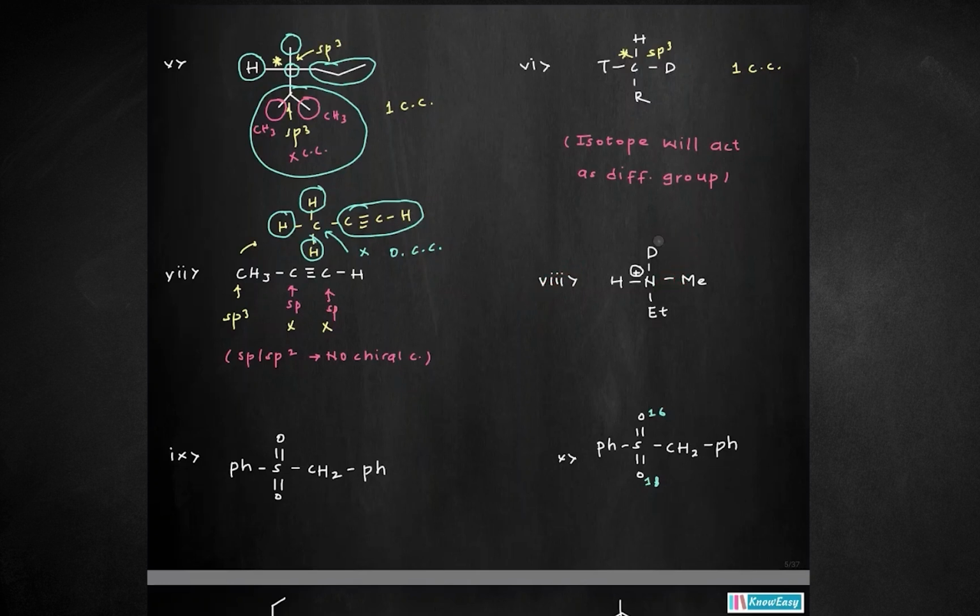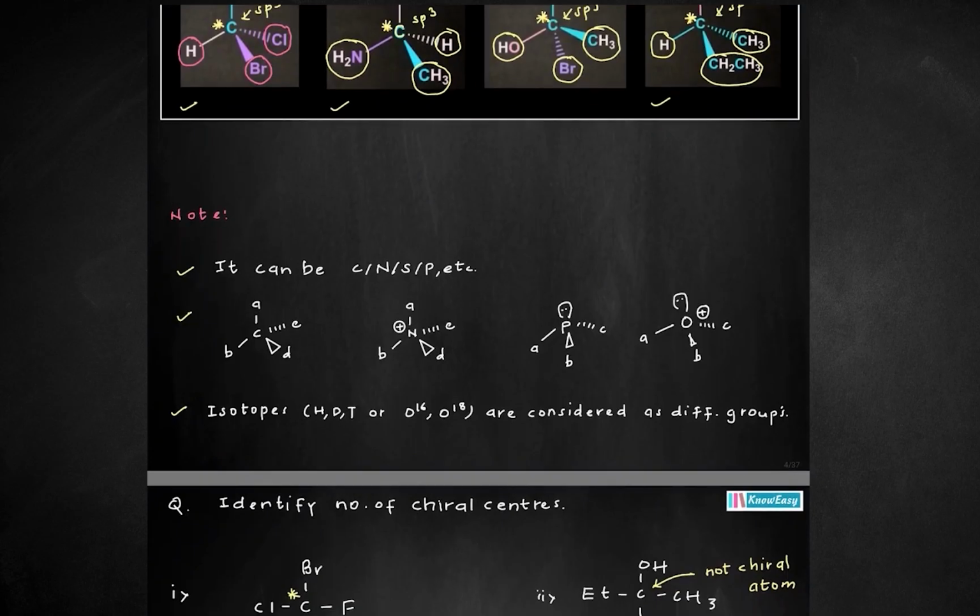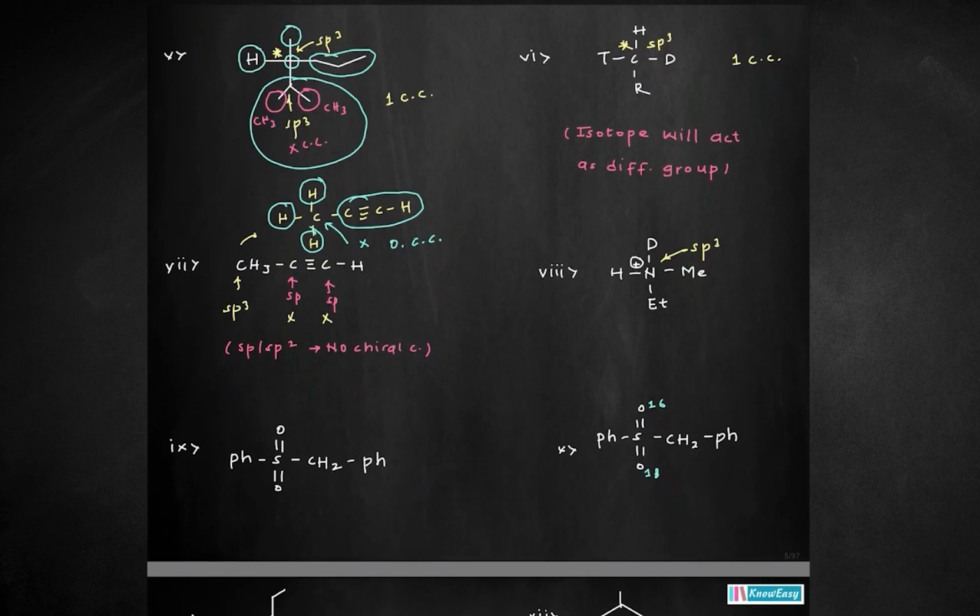This is the nitrogen, with deuterium, hydrogen, methyl and ethyl. So yes, this is sp3 hybridization, and I told you this condition already. Look at this condition: if N is plus, you have to check 4 different groups, and then it can be a chiral atom. Now look at here. There are 4 different groups. So this nitrogen atom is a chiral center. So one chiral center will be present in this particular molecule.